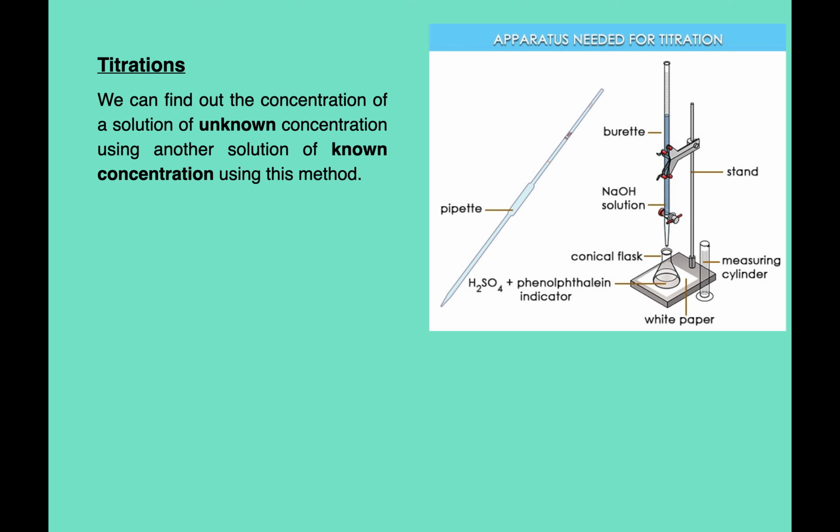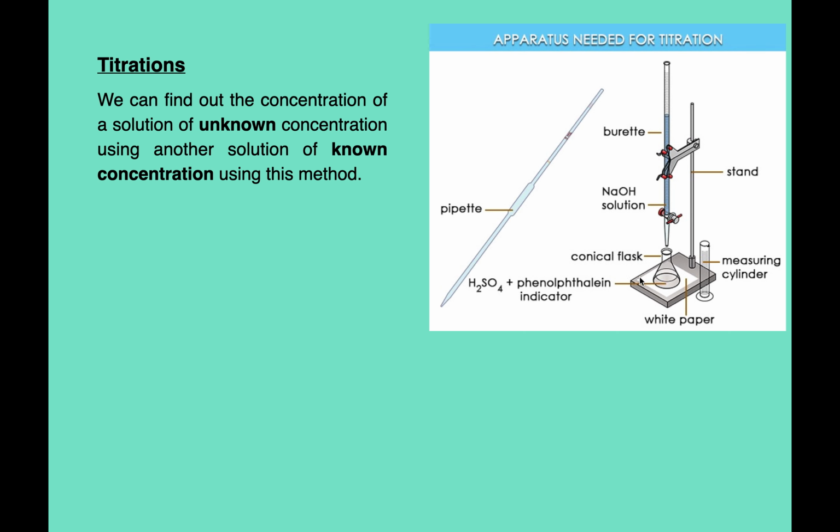Titrations are an application of these concentration calculations. A titration is a tool in the chemistry armory, a tool in the toolbox and a weapon in the chemistry armory, for working out the concentration of a solution we don't know the concentration of. The way that we do that is we use another solution of known concentration, which we can make up accurately. So we use one solution to find the concentration of another.